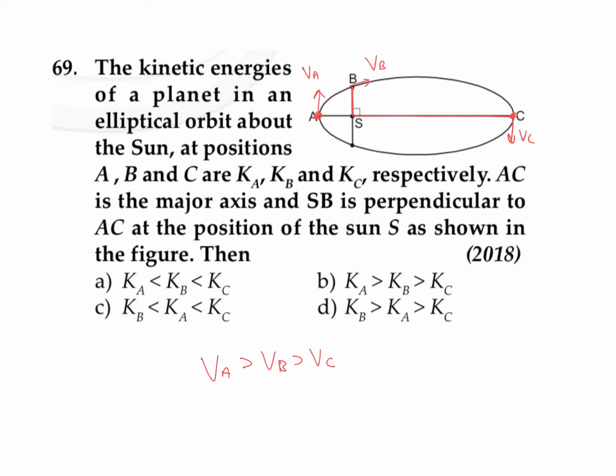V of C. Same thing with kinetic energy, where the velocity is more, there the kinetic energy will be more. So kinetic energy of A is greater than kinetic energy of B, which is greater than kinetic energy of C.